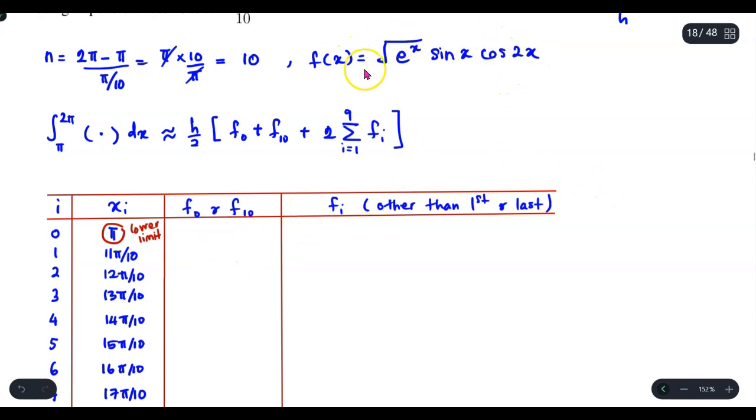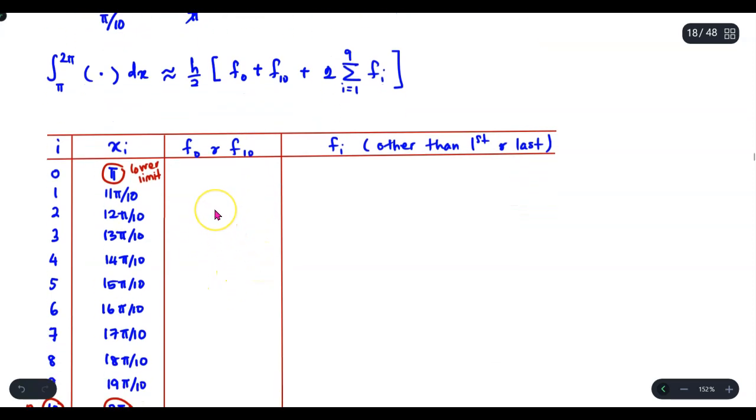So you may want to store the formula here first in general in terms of x in your calculator, and then for each x that you have here, you just press the calculate button and take the value. Okay, so for f naught, when x is pi, you plug in the value, and sine pi is 0, so this part here will be 0.